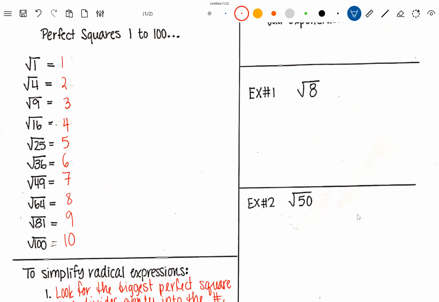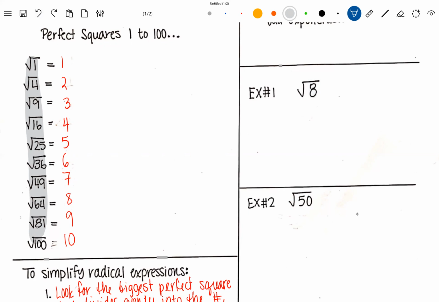Okay, so example 1, you can see that square root of 8 is not in this list of perfect squares over here. It's somewhere between square root of 4 and square root of 9. So if we evaluated it, if we typed it into the calculator, it'd be between 2 and 3. It'd be 2 point something. But we want to simplify it, meaning we want it to be still exact. So by the steps, we're going to look at this list of perfect squares, and we're going to find the biggest one that'll divide evenly in 8.